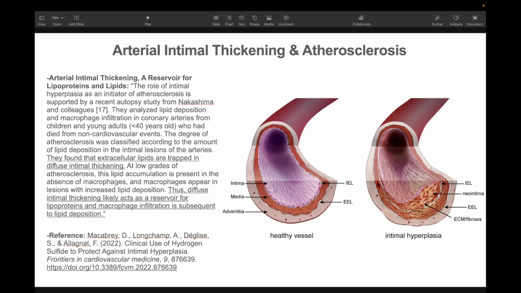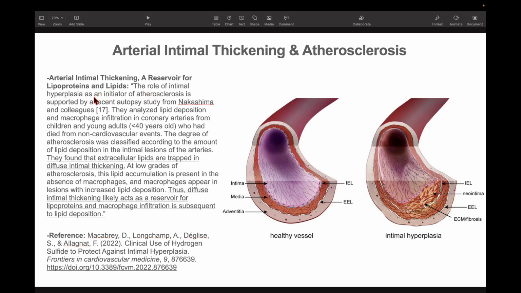Now, we're going to start to talk here about atherosclerosis and then the formation of, or the trapping of lipids. This is where it becomes really important, because you have that thickening of the matrix first, with the extracellular matrix in that intimal layer, and that sets the stage, basically creating a nice net to capture these lipids. So what we see here is arterial intimal thickening, a reservoir for lipoproteins and lipids.